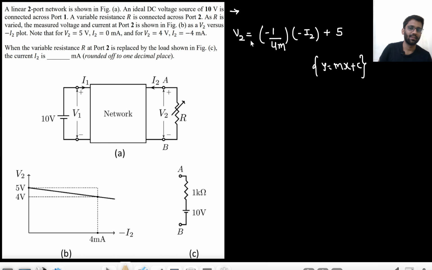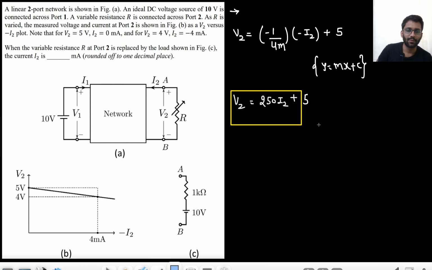Simple equation of a line. Y is V2 equals m. What is the slope? That is minus 1 by 4 milli. And what is the x-axis? The x-axis here is minus I2, not I2. It is minus I2. So minus I2 plus, at the y-axis, what is the point where it cuts? That is 5 volt. Okay. So this is the equation. So basically you are getting V2 equals 250 I2 plus 5. Right? This is what you get.